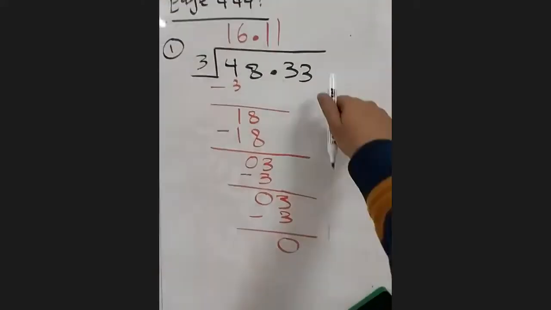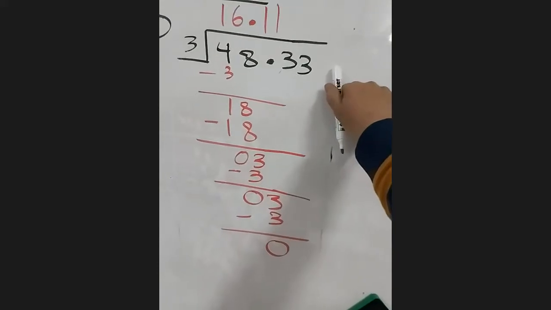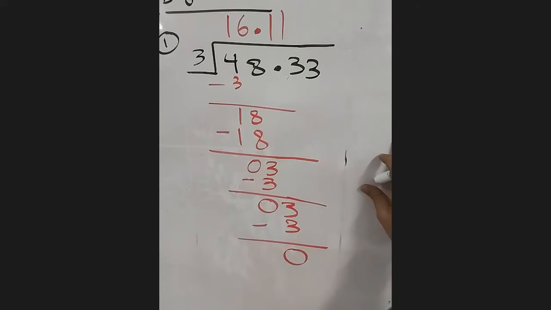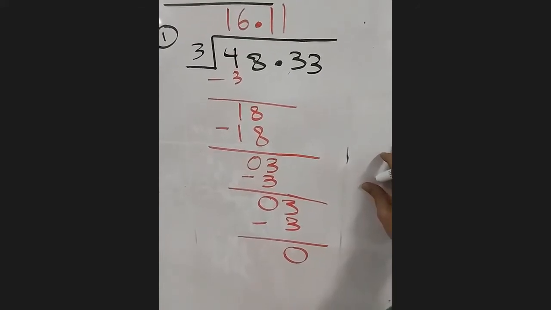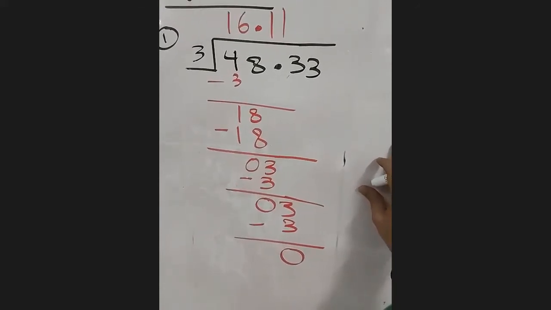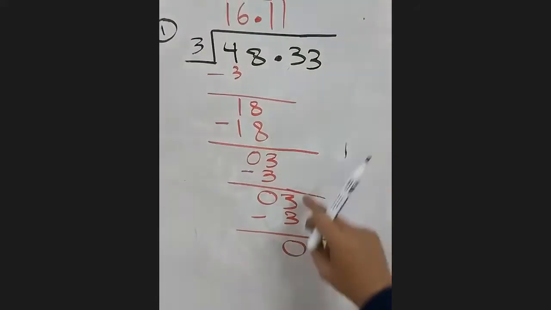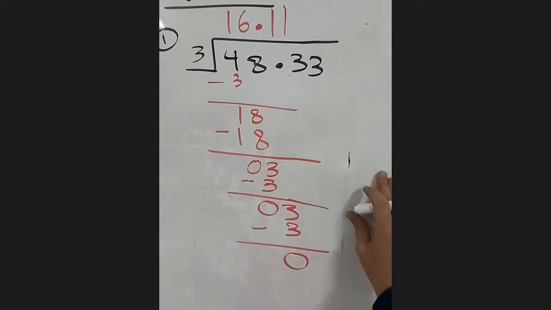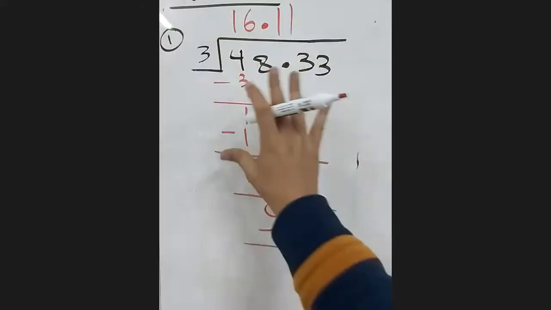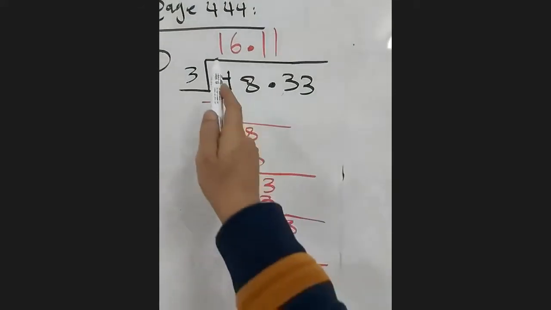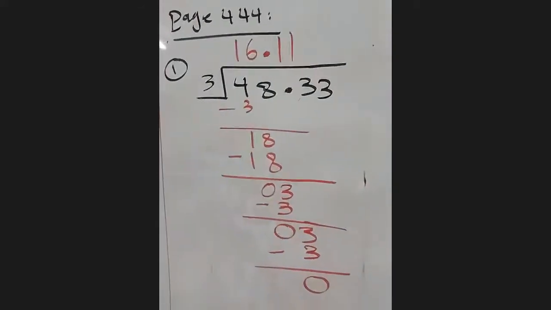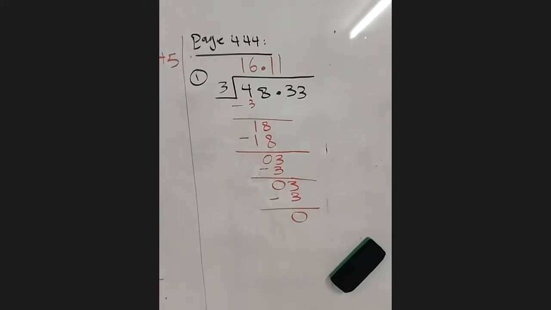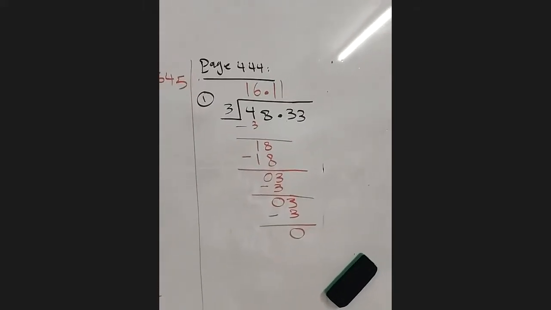0. Do we have numbers here, Muhammad, or do we finish? No, I put it already. This is the first 3 and this is the second 3. No, we don't have anything. So we are done, right? So what's the answer? 16.11. Do you understand that? Good boy. Copy, guys. This is question 1, page 444.